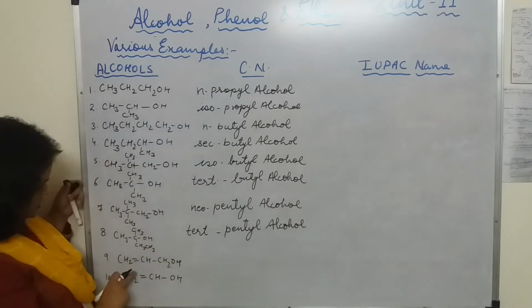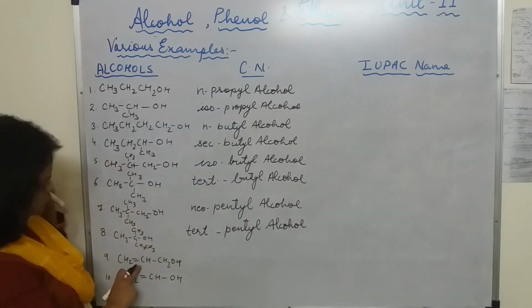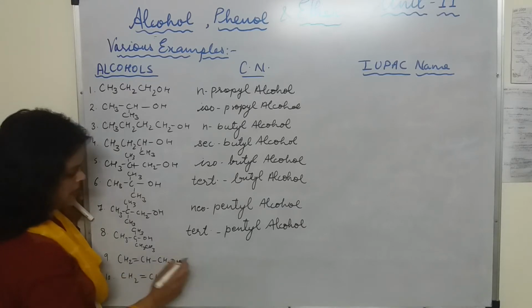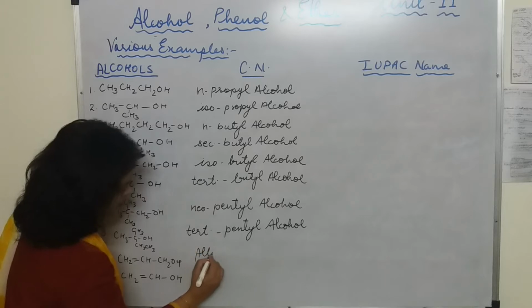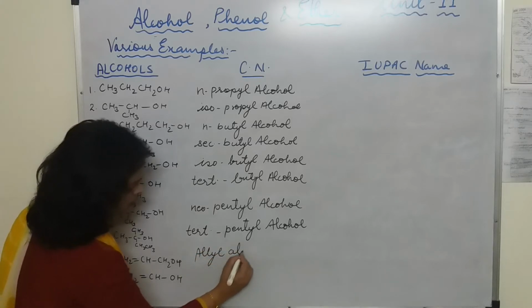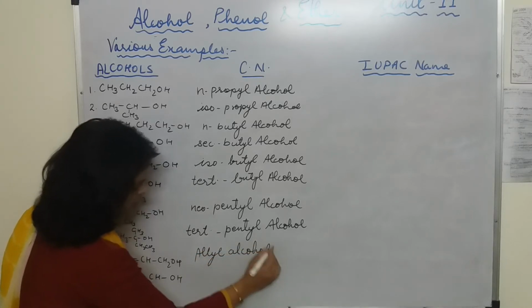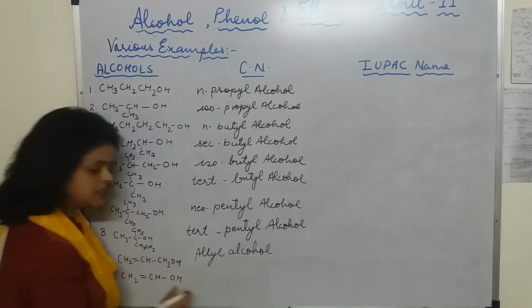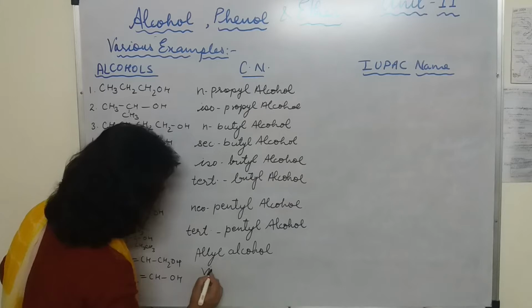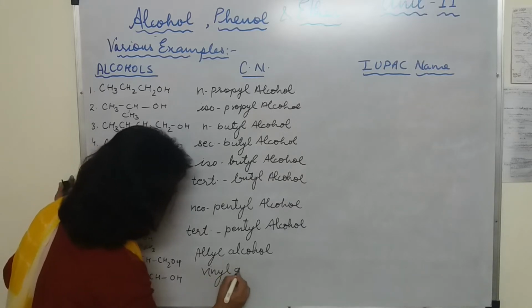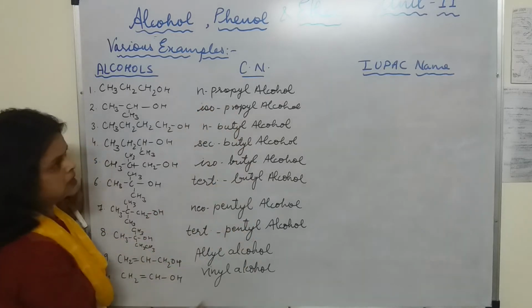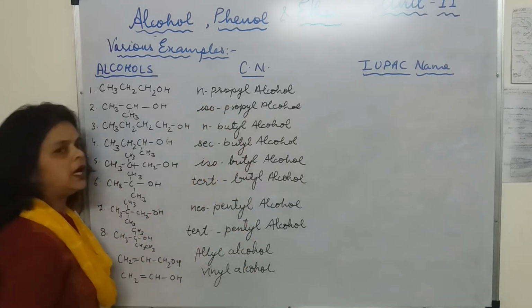Okay. Now see this example. CH2 double bond CH, CH2OH. So this is allyl alcohol. And the last one over here, CH2 double bond CHOH. So it is vinyl alcohol. Okay, so we have written here the common names. Now let's write the IUPAC name.